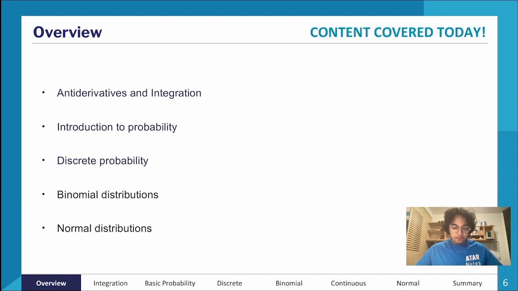An overview of what we're covering today. First, we're going to talk about integration and antiderivatives, my favorite part of Unit 4, which sort of finishes off calculus. Then we're going to start talking about probability. I'll do a little bit of an introduction, covering some of the prerequisite knowledge you need for the upcoming stuff. You would be familiar with a lot of it, as you would have covered it in year 10 and year 11. After that, we're going to talk about discrete probability, and then an extension of discrete probability known as binomial distributions. Then we're going to finish up with continuous probability and normal distributions.